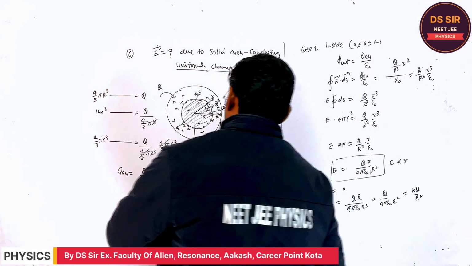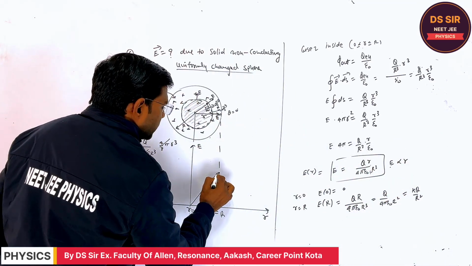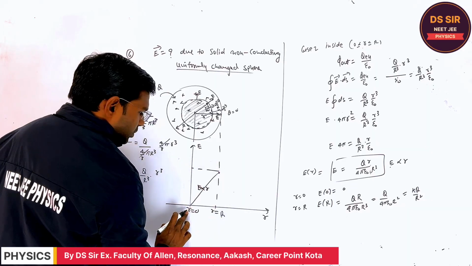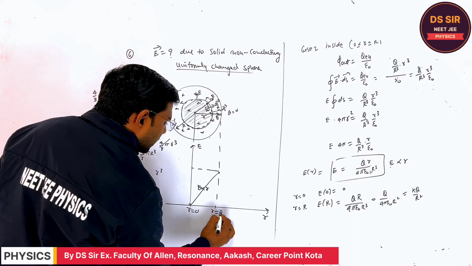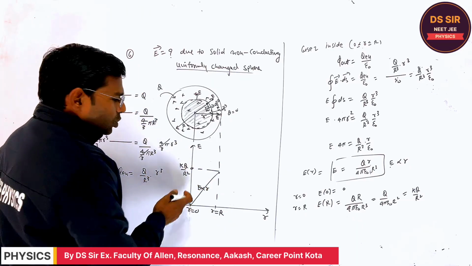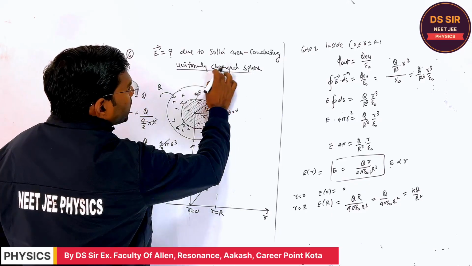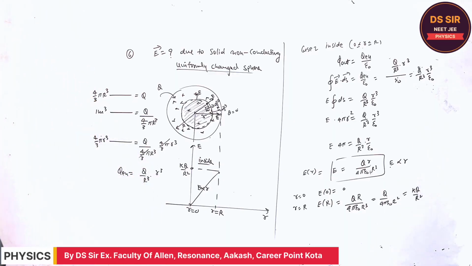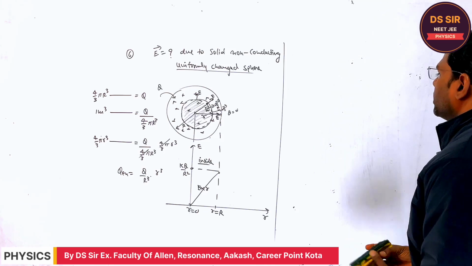So listen to one thing: inside, the electric field is directly proportional to r. At r equal to 0, the electric field is 0. At r equal to capital R, the electric field is kQ upon R square, right? So this is the variation of the electric field inside the non-conducting uniformly charged solid sphere. Copy this first. So this is the inside, and now I will find the outside.